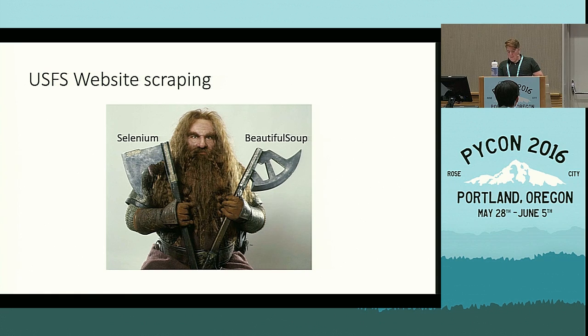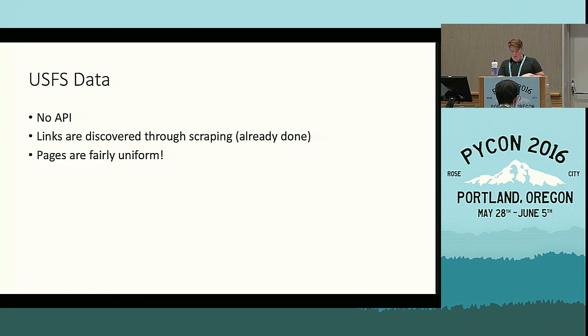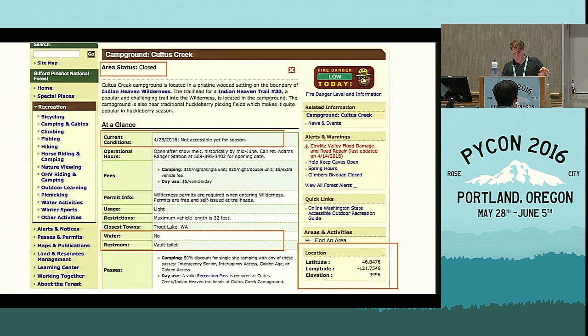The USFS data, some information about it. There's no API. The links are discovered through scraping. I have a meta scraper that scrapes the stuff that I'm going to scrape, so we're not going to talk about that here. I'm just going to give us the links. Fortunately, the pages are fairly uniform, and we'll probably come back and reference this. I've outlined in orange some of the areas that we're interested in scraping.